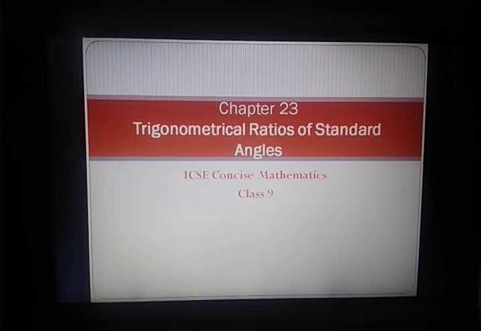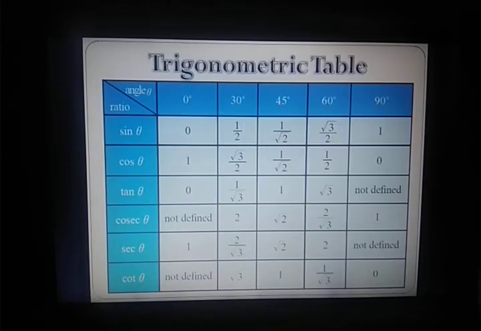So in this chapter we are going to learn the special values for some standard angles. Standard angles include 0 degree, 30 degree, 45 degree, 60 degree and 90 degree. Basically we are going to find the values of all trigonometric ratios of standard angles. Before we start our exercise, we need to learn this table. We call it the trigonometric table.